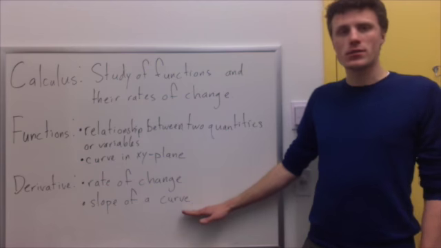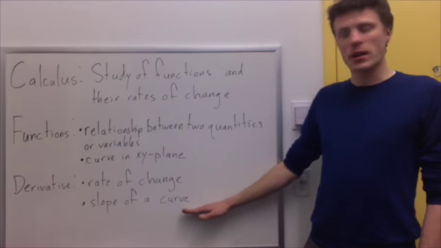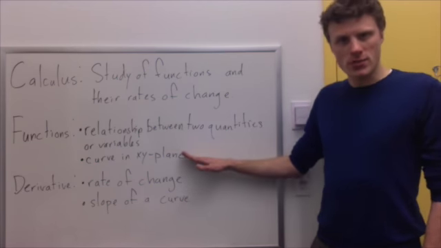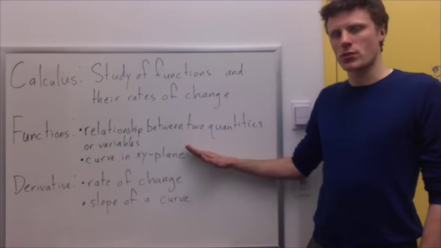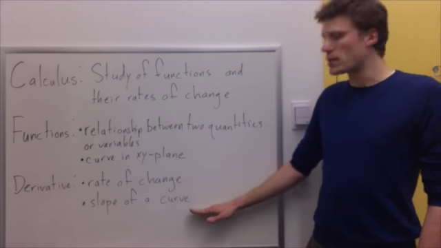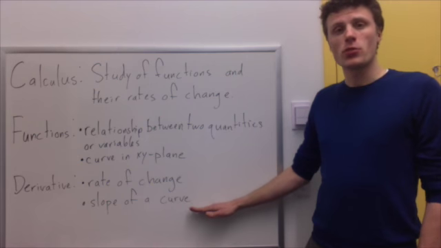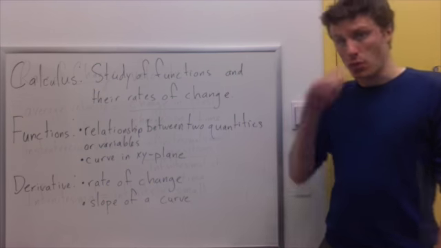Or we should think of a derivative as a slope of a curve. This is thinking of the geometric picture. We think of a function as corresponding to a curve. The derivative of that function will be the slope of that curve at a particular point.